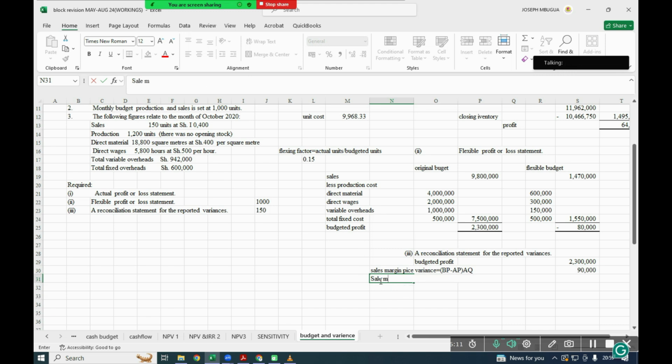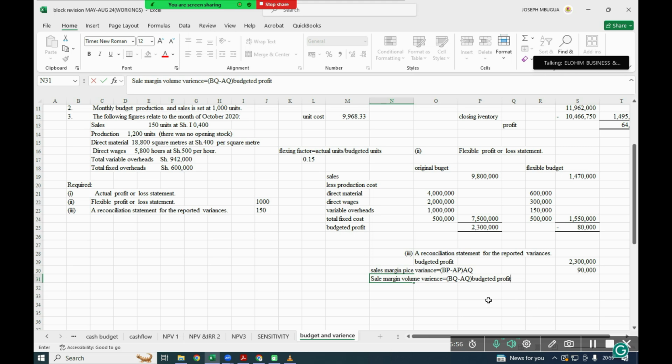Then the second one that we are having is the sales margin volume variance. For the sales margin volume variance, we take the budgeted quantity minus actual quantity, and you multiply by the budgeted profit, because we are using absorption. If you are using marginal, we use a budgeted contribution.